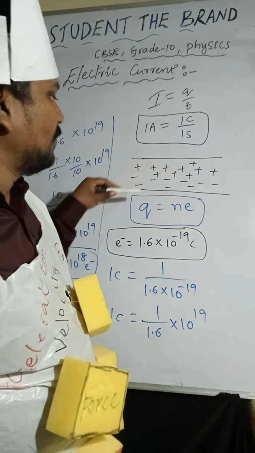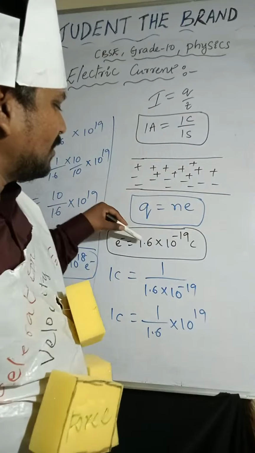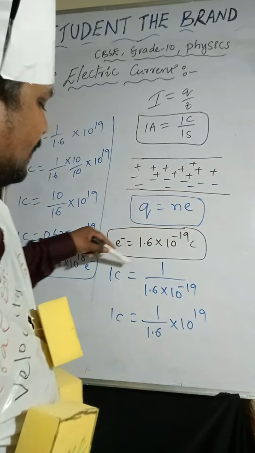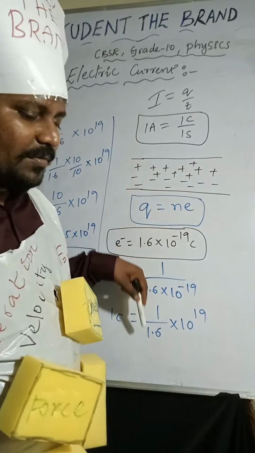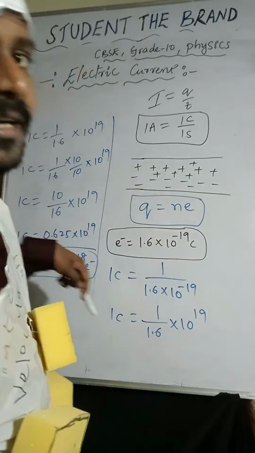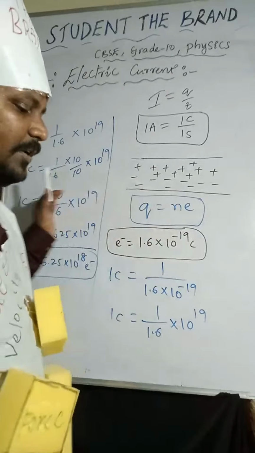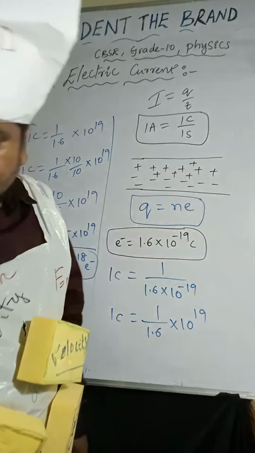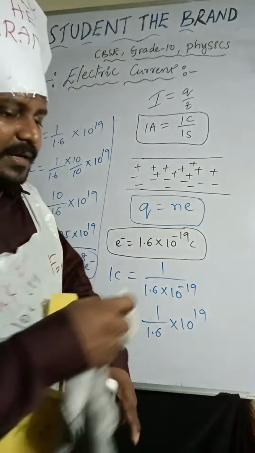Now, I equals Q by T, 1 ampere equals 1 coulomb per 1 second. So charges are moving. Q equals Ne, and 1 electron has 1.6 into 10 power minus 19 coulomb. So in 1 coulomb, 6.25 into 10 power 18 electrons are present. Okay, done.